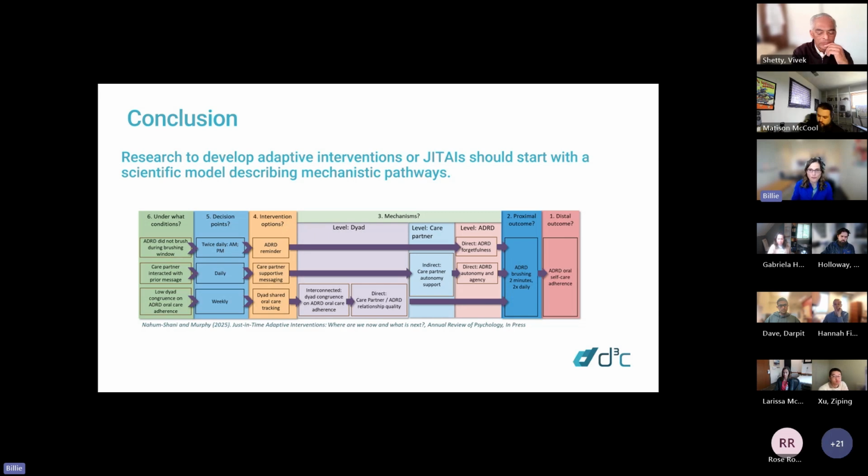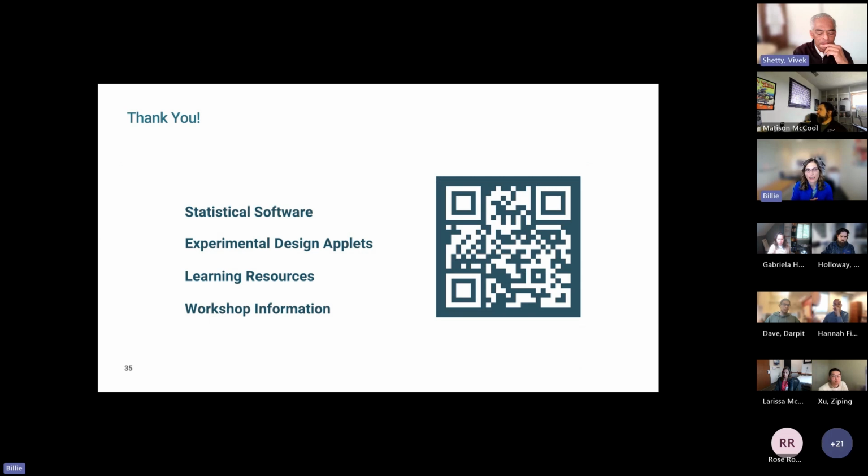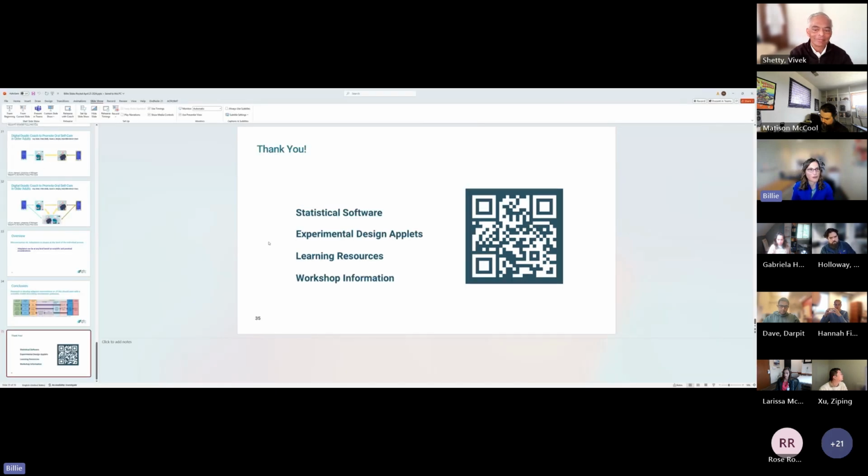So I'm going to conclude by saying that our website includes tons of resources that you can use to design adaptive interventions and JITAIs, and to select an experiment to answer questions about these kinds of interventions. There are also software and other resources that you can use to analyze the data. So please check it out if you are interested in this area of research. And this is all I've got. I'm happy to open it up for questions and discussions, whatever would be helpful to you.